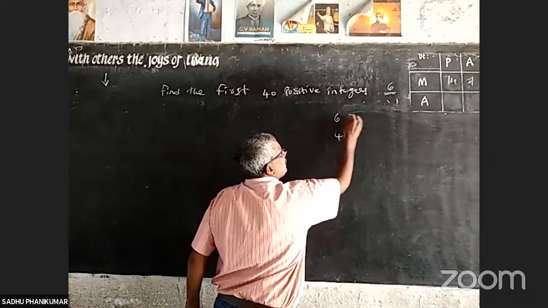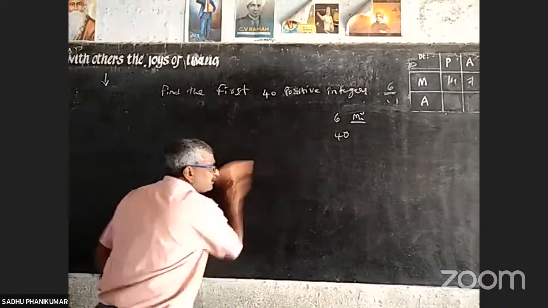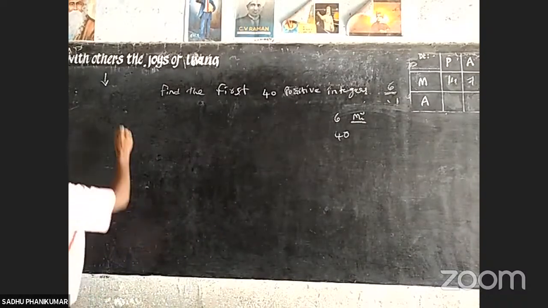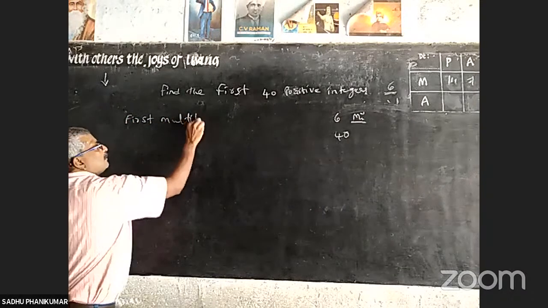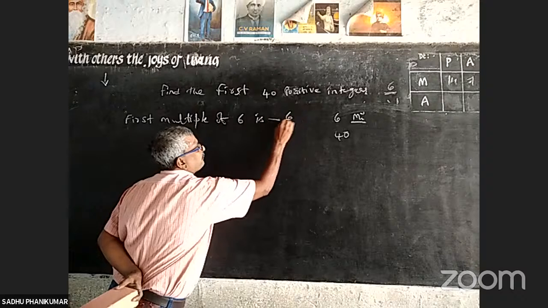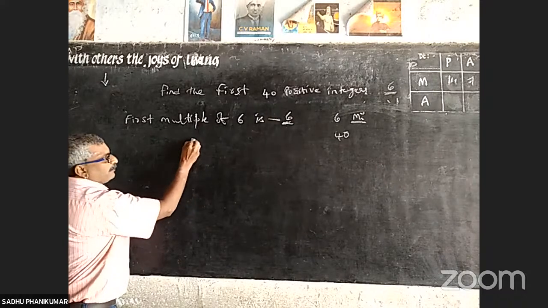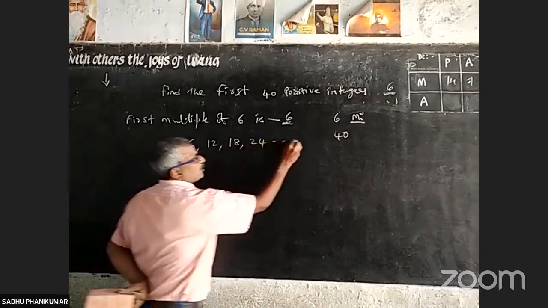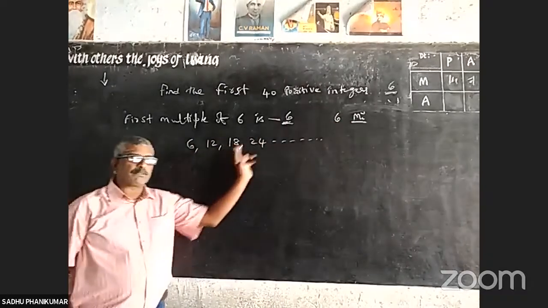Find the sum of first 40 positive multiples of 6. The first multiple of 6 is 6 itself. So what are the multiples of 6? 6, 12, 18, 24, and so on. These are all the multiples of 6.